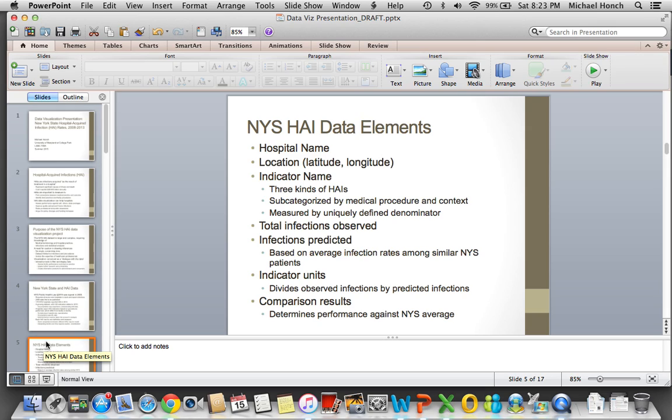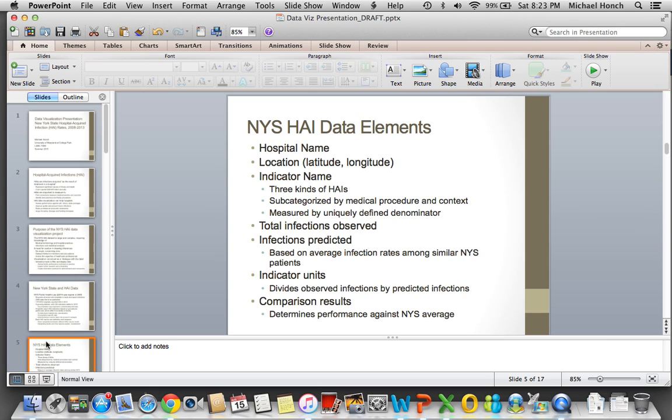Now, just a few words about the data elements. For such a large data set, this had relatively few elements. I didn't use all of them in this visualization. The most important ones were hospital name, the location, which was represented as latitude and longitude. And I will mention that the data set arrived with that in one column with lat and long, comma separated in parentheses, which Tableau cannot read. So there was a bit of work to separate the two data values into two separate columns, but then Tableau was able to visualize that.